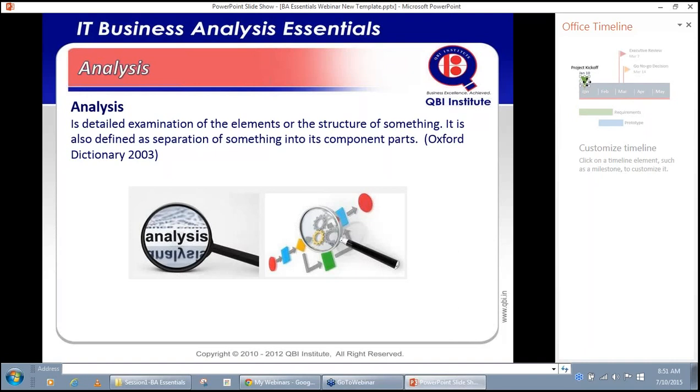So if you were to analyze, let's say, a Boeing aeroplane, what you will do, you will analyze its components, you will analyze its structure, you will analyze how the machinery works. So you analyze the components. It is also defined as the separation of something into its component parts. So you have to focus on the components.